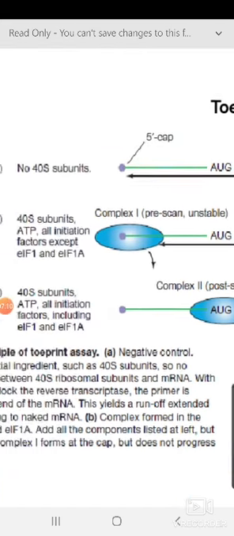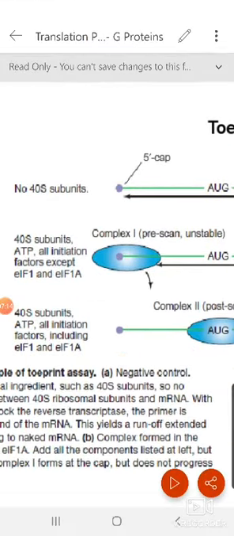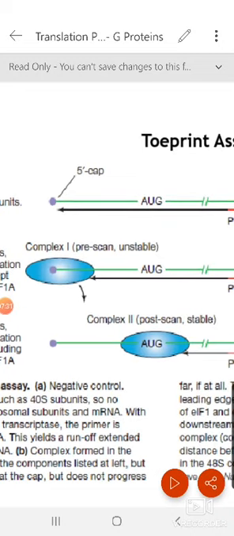Understood? So this is the assay. By doing this assay, they concluded the function of eukaryotic initiation factors EIF1 and EIF1A. Not only do they bind to the aminoacyl sites, they also help the whole complex scan for the first initiation codon.